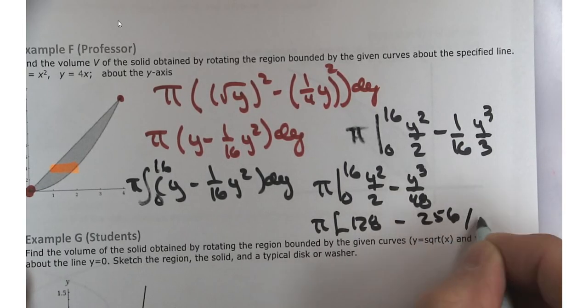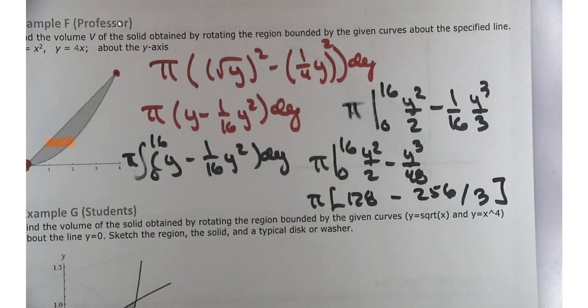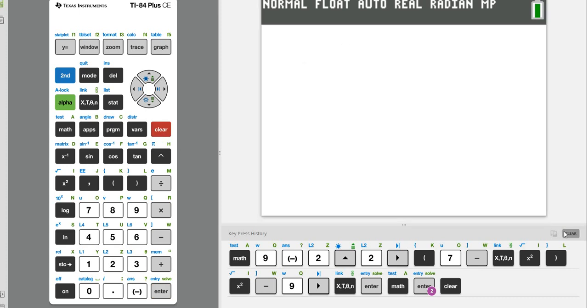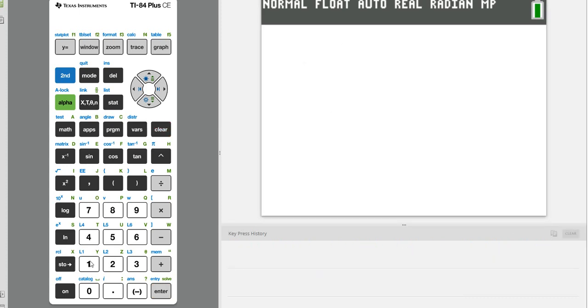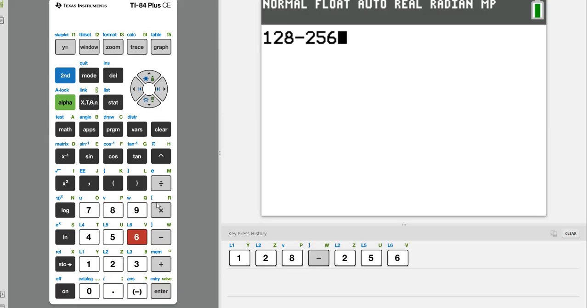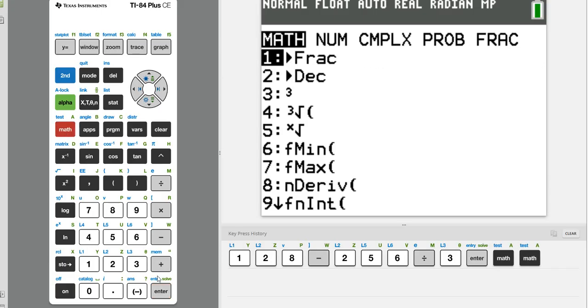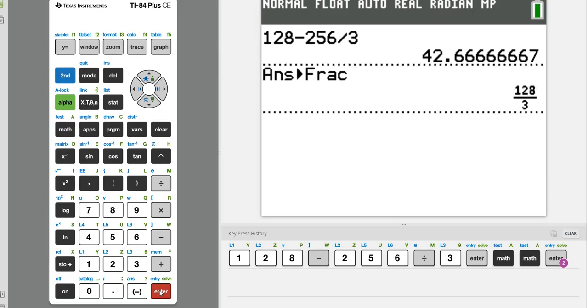256 over 3. Now let's clean that up just a little bit more here, and I'm going to get lazy at this point, which after all that work doesn't feel like too bad a thing. But 128 minus 256 divided by 3, and then hit the answer to fraction key. Yeah, 128 over 3. So overall, pi times 128 over 3, or 128 pi over 3. Nice.